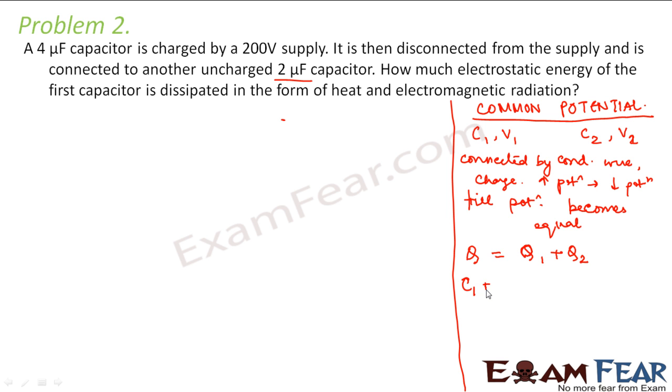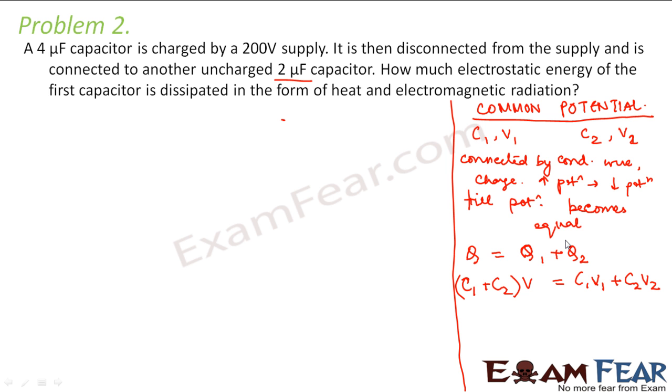The total charge is nothing but C1 plus C2 into V, where V is the common potential. It is equal to the earlier total charge, which was the charge on the first capacitor plus the charge on the second capacitor, that is C1 V1 plus C2 V2, right? This is how it was before attaining the common potential.